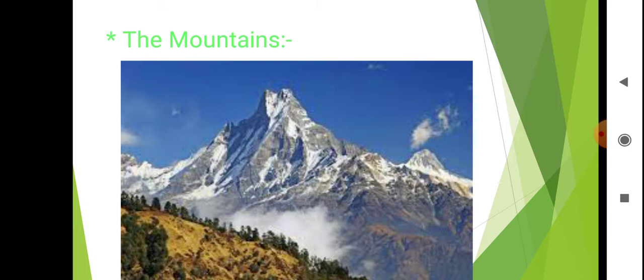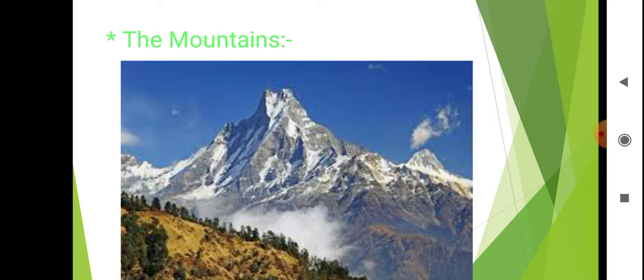Mountain means hill. An area whose height above sea level is greater than that of its surrounding areas is called a mountain. A mountain is a mass of land considerably higher than the surrounding areas. It is generally more than 600 meters above sea level and has narrow or conical peaks.